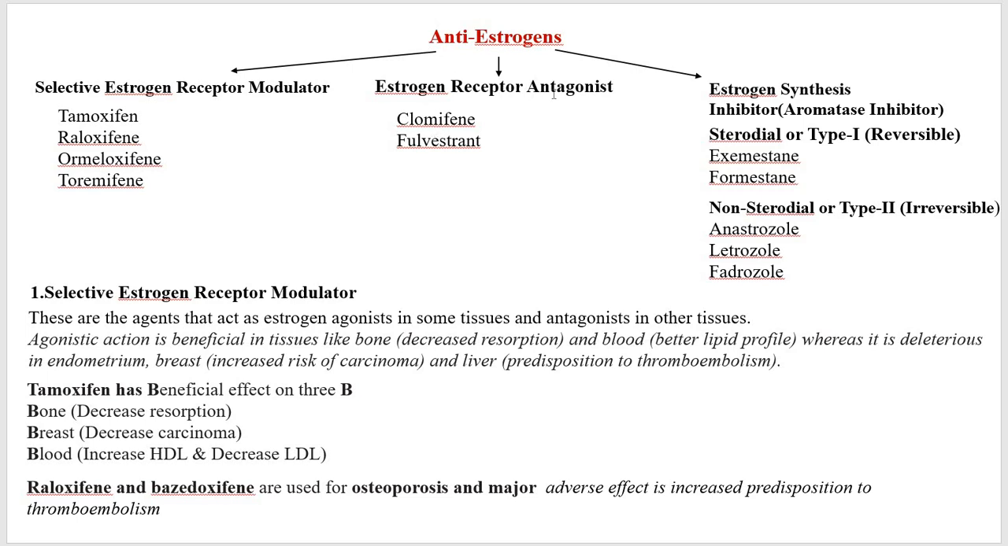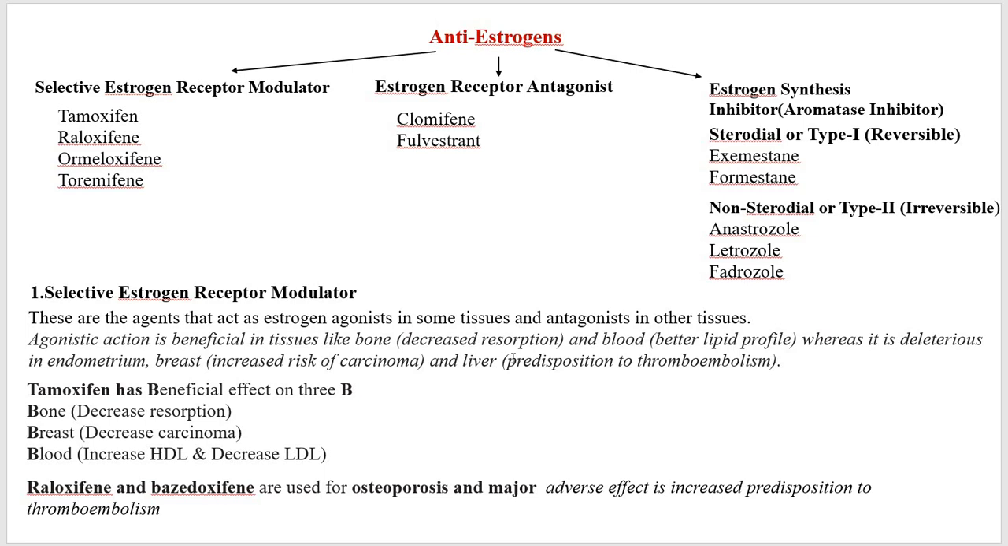The estrogen receptor antagonists are clomiphene and fulvestrant. And estrogen synthesis inhibitors are the aromatase inhibitors. The main feature is that aromatase is responsible for the synthesis of estrogen, so to stop the synthesis of estrogen, we inhibit this enzyme. In that there are two types of drugs: one steroidal and another non-steroidal. The steroidal are irreversible, type 1, such as exemestane and formestane. The non-steroidal are reversible, such as anastrozole, letrozole, and fadrozole.